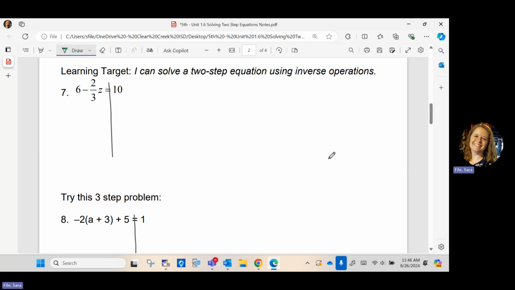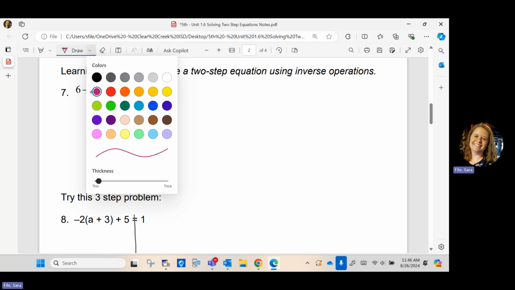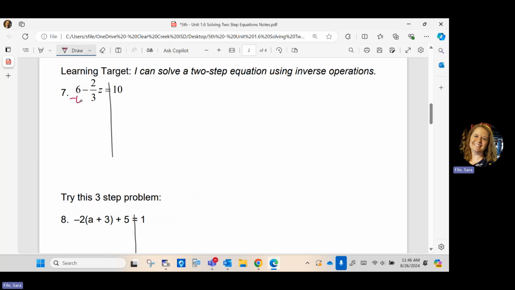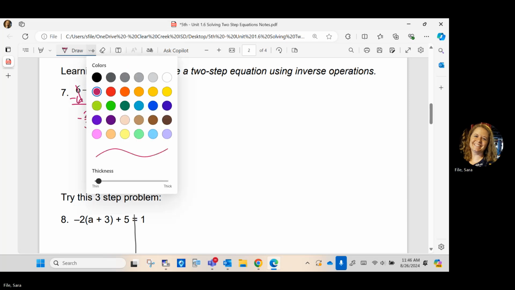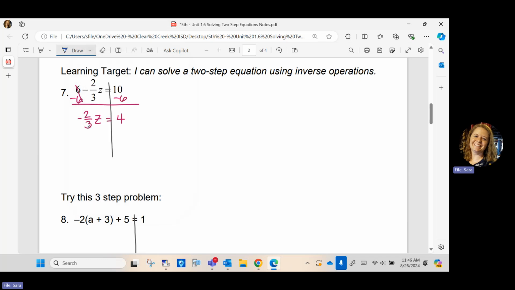Okay, so let's try one more like that. We're going to get rid of the 6 first. We're going to subtract it from both sides. That leaves me with negative 2/3 Z equals 4. So first I'm going to get rid of the denominator. The denominator is 3, so I'm going to multiply by 3.